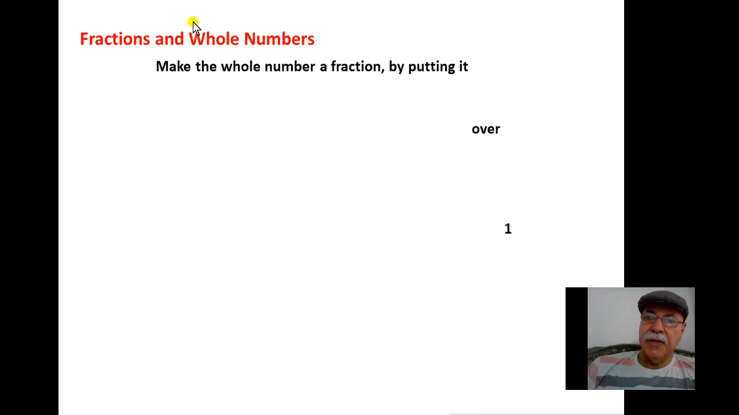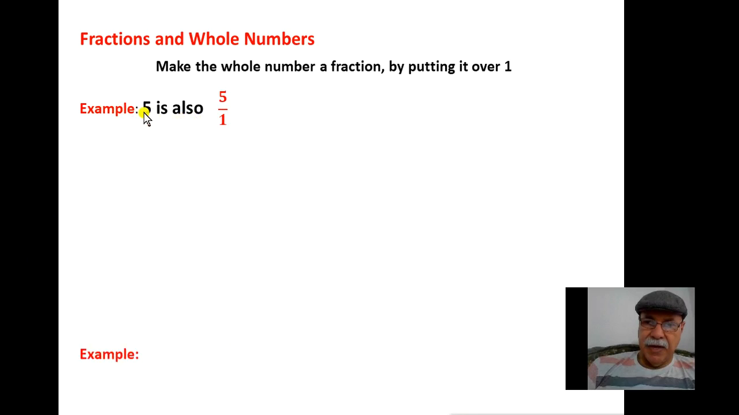Fraction and whole number. We have a whole number and a fraction, you see. Make the whole number a fraction by putting it over 1. For example, 5 also becomes 5 over 1. Because 5 is a whole number, I make this a fraction by making the denominator 1, like this.